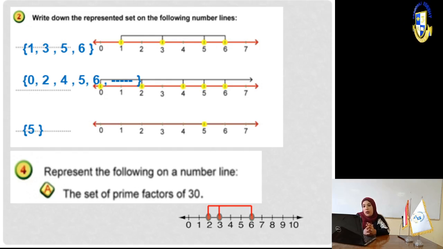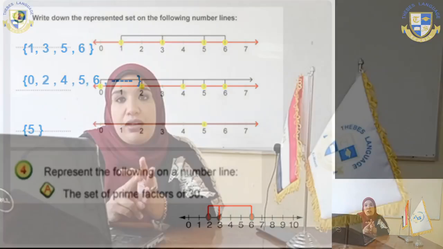Now the factors of 30 are 1 by 30, 2 by 15, 3 by 10, and 5 by 6. Do you have any prime number here? Actually 2, 3, and 5 are the prime factors of number 30. So you will represent each number by a point or dot on the number line, 2, 3, and 5 only. The other factors are not prime. So represent the prime factors 2, 3, and 5 on the number line to get the answer.